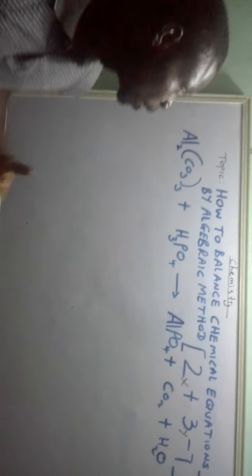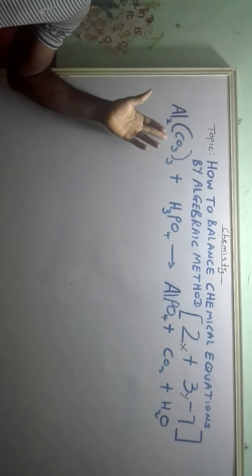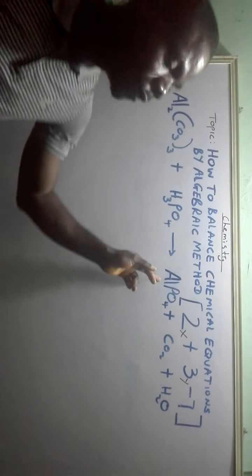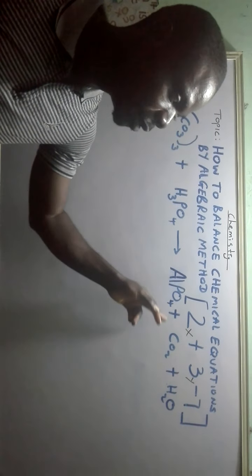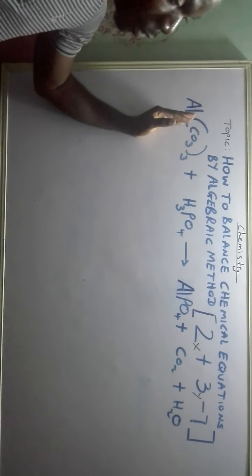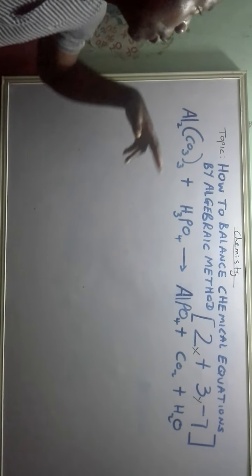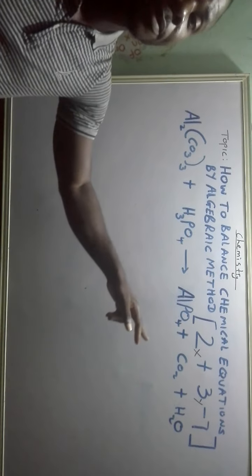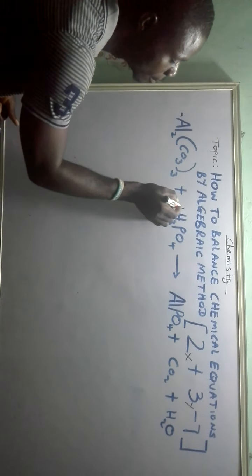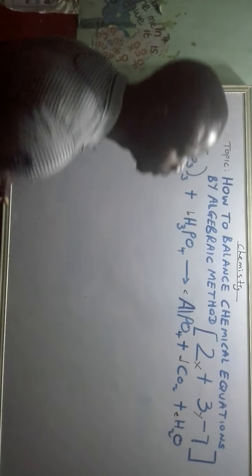Now let's start. This is aluminium trioxocarbonate(V) reacting with hydrogen tetraoxophosphate(V) to give aluminium tetraoxophosphate(V) plus carbon(IV) oxide and water. So this is the reactant, this is the product. In order to solve it algebraically, you represent each compound with a letter. Put letter A here, put letter B, put letter C, put letter D, put letter E.